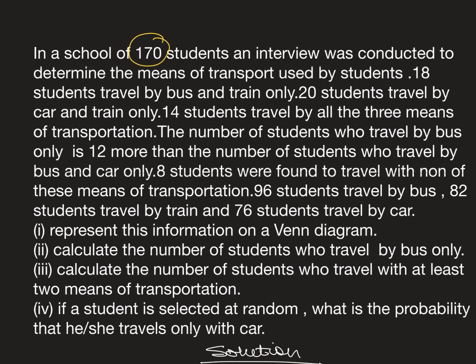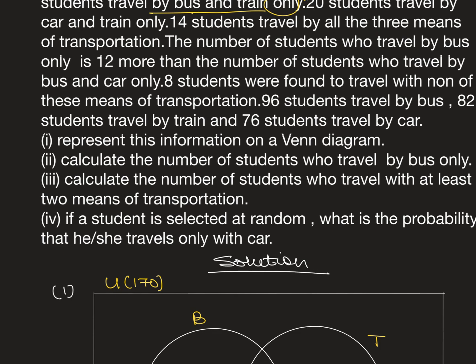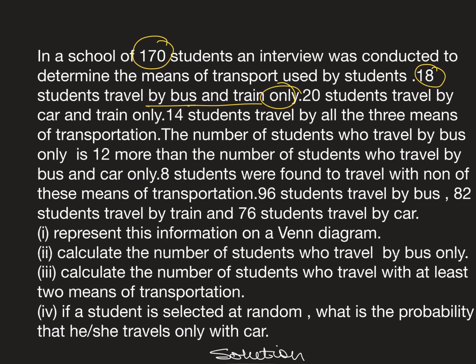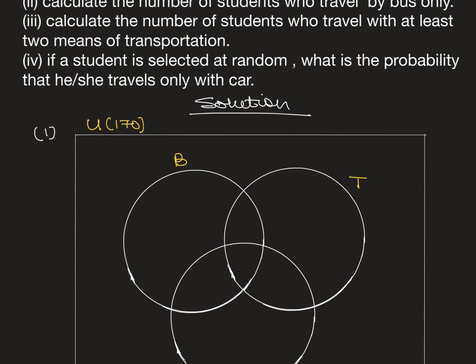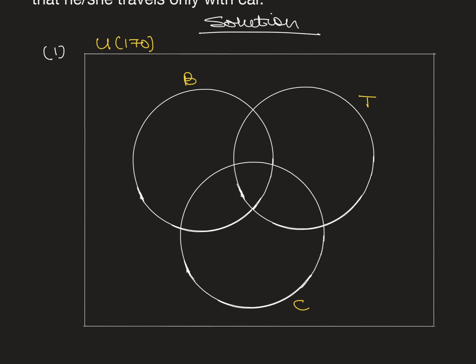It says 18 students travel by bus and train only. Okay, the word only here is very important to note. So the number of students who travel by bus and train only, we have 18. Bus and train only, 18 students. So we're going to write that here.